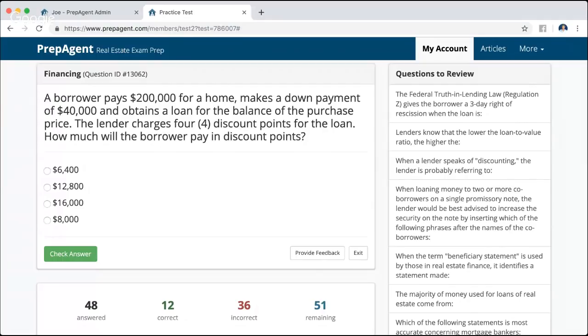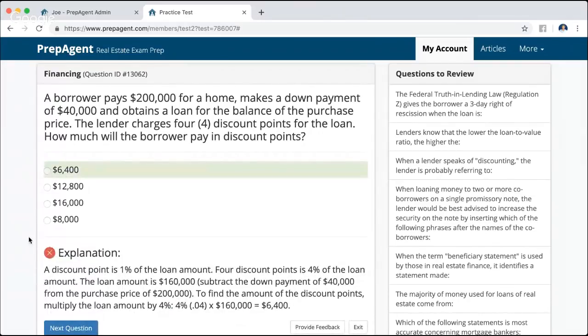A borrower pays $200,000 for a home, makes a down payment of $40,000, and obtains a loan for the balance of the purchase price. The lender charges 4 discount points for a loan. How much will the borrower pay in points? A, 6,400, B, 12,800, C, 16,000, or D, 8,000. What do you guys think? And the answer is 6,400.